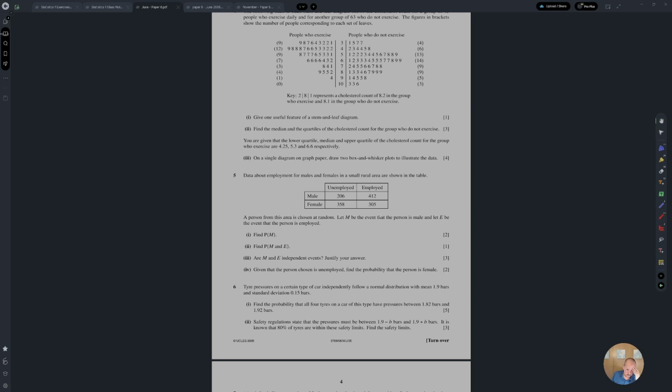So the probability that it is M. M is the event that the person is a male. So what is the probability that the person is a male? Well, the probability that the person is a male is these two values put together. Doesn't matter if they are employed or unemployed. What matters is that they are a male out of the total number of people.